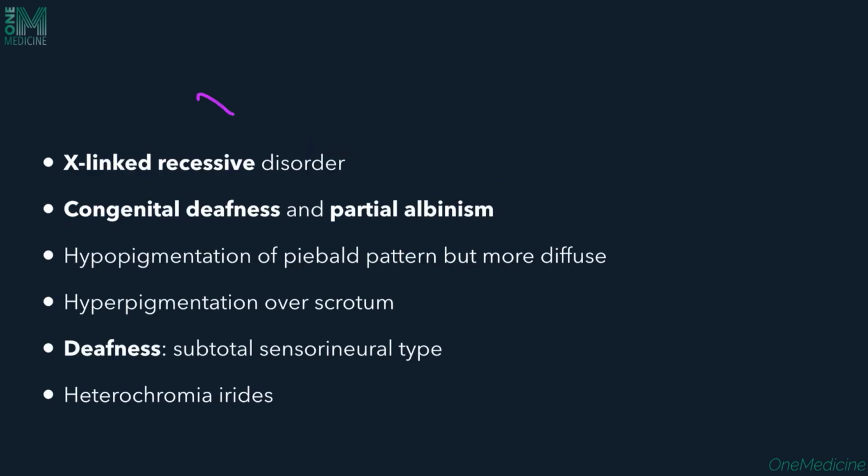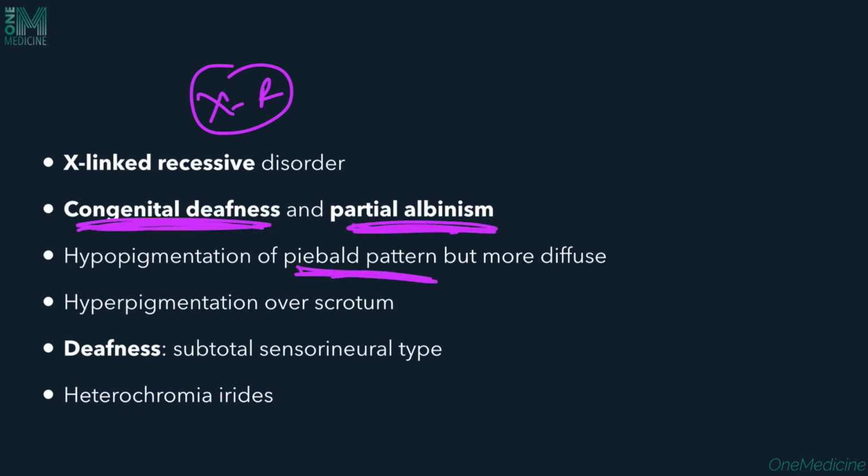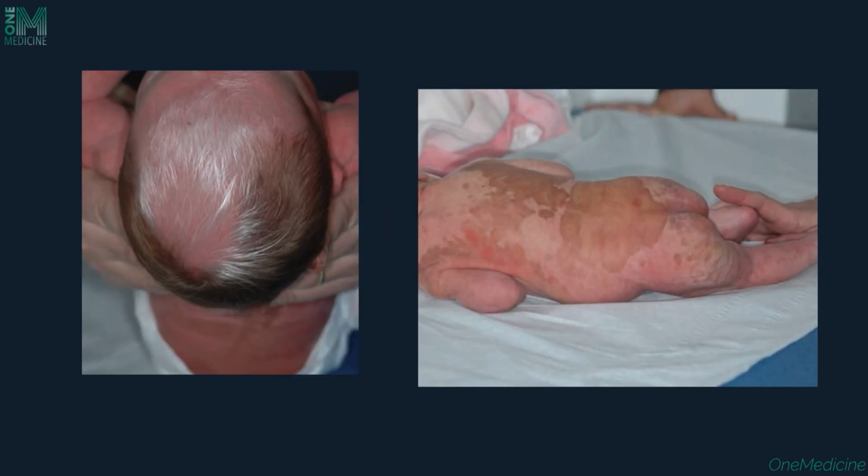Ziprkowski Margolis syndrome is an X-linked recessive condition. The thing here is they will have congenital deafness and partial albinism, along with a Piebaldism pattern, hyperpigmentation of the scrotum, and deafness, which is subtotal sensorineural hearing loss, heterochromia iridis also. So this is the Piebaldism pattern and the pigmentation.